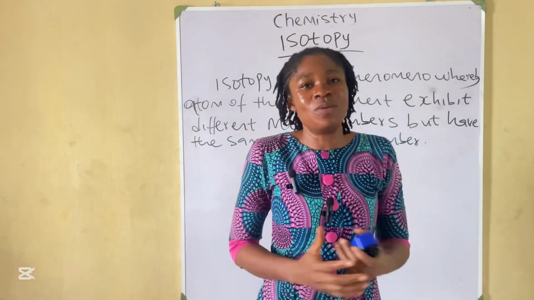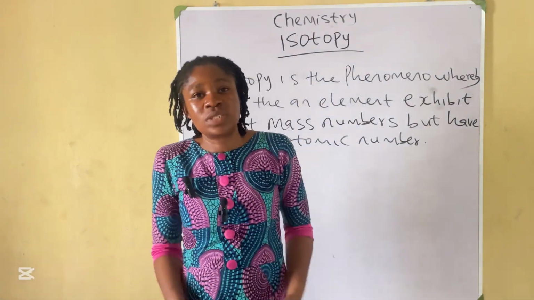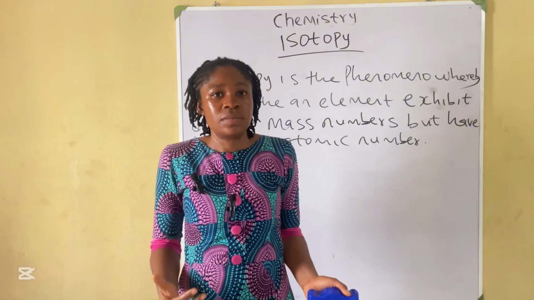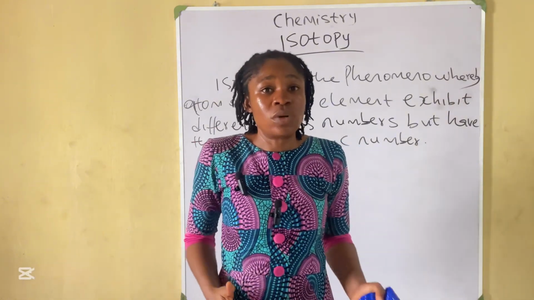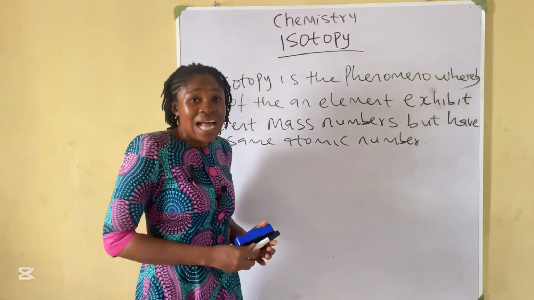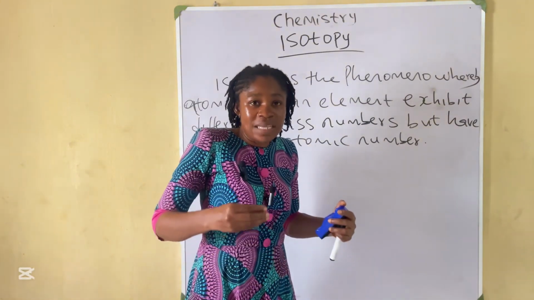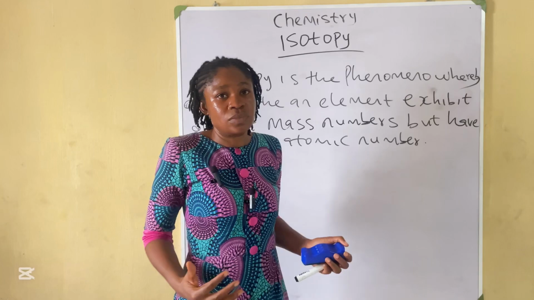On today's topic, we'll be looking at isotopy. Mass spectrometric studies show that atoms of most elements exist in more than one form. I will call them isotopes. So what are isotopes? Isotopes are atoms of the same element that have the same atomic number, but different mass numbers.